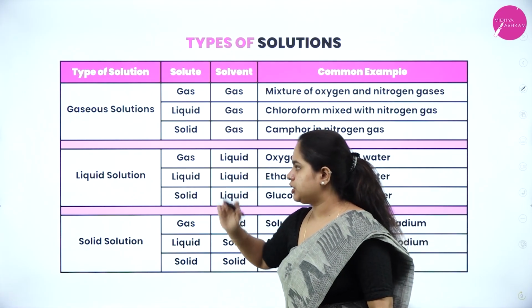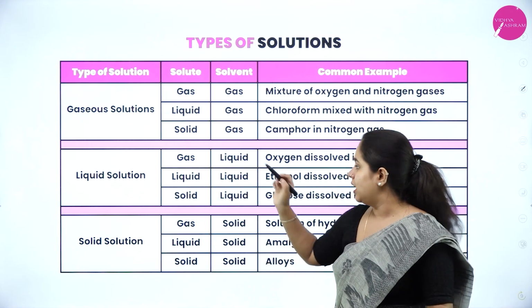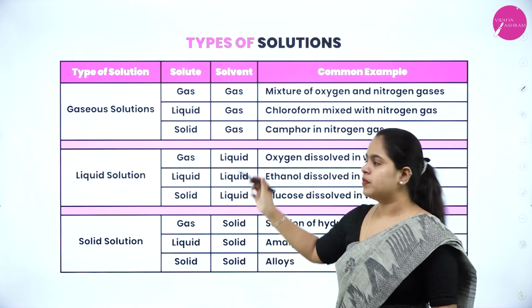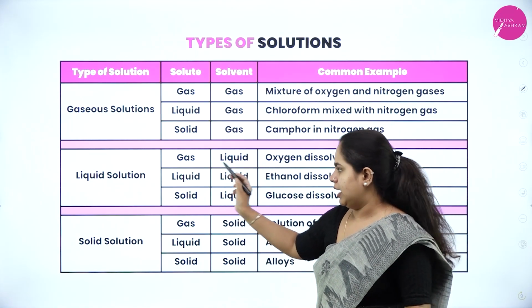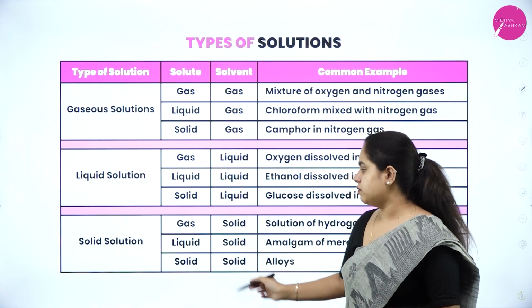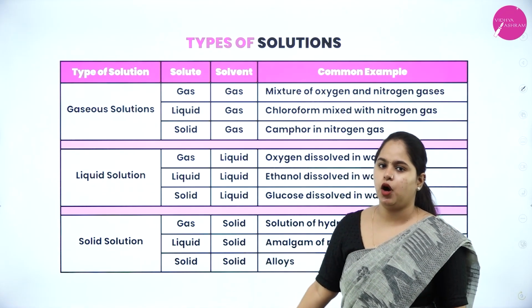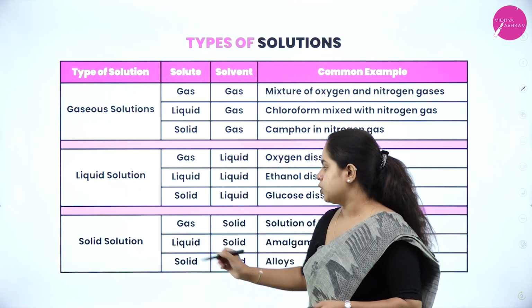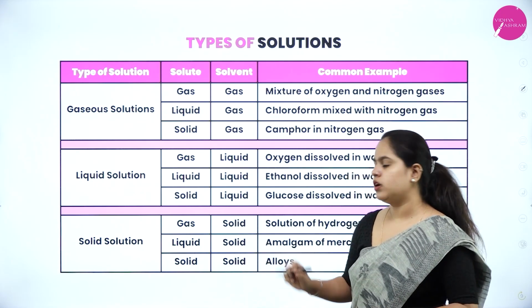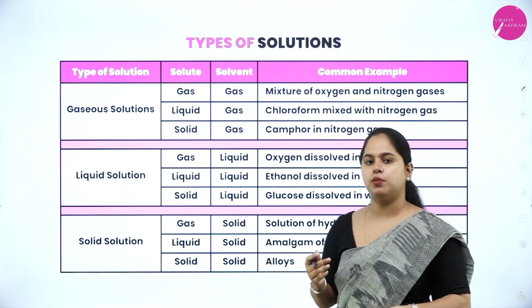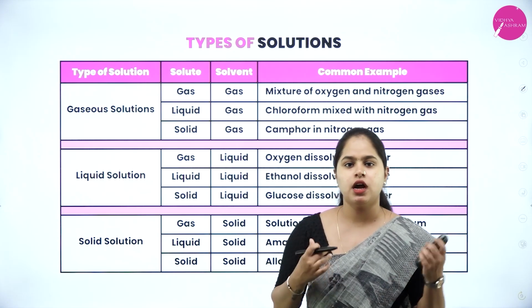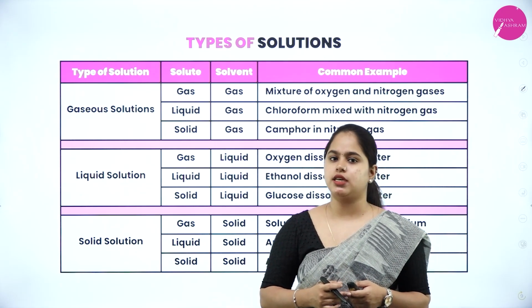So there are gaseous solutions, then liquid solutions in which the solvent will be liquid and the solute can be gas, liquid or solid, and in the same way solid solutions, where the solvent will always be solid, but the solute can either be gas, liquid or solid, and we even discussed the different examples for each of it. So, I hope the different types of solutions are clear for you.